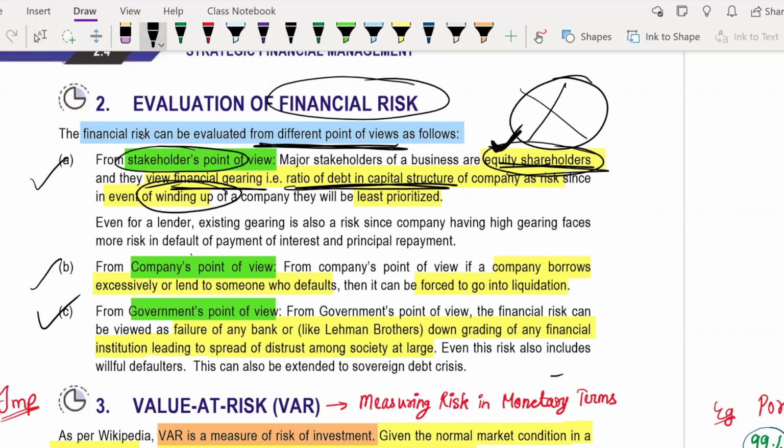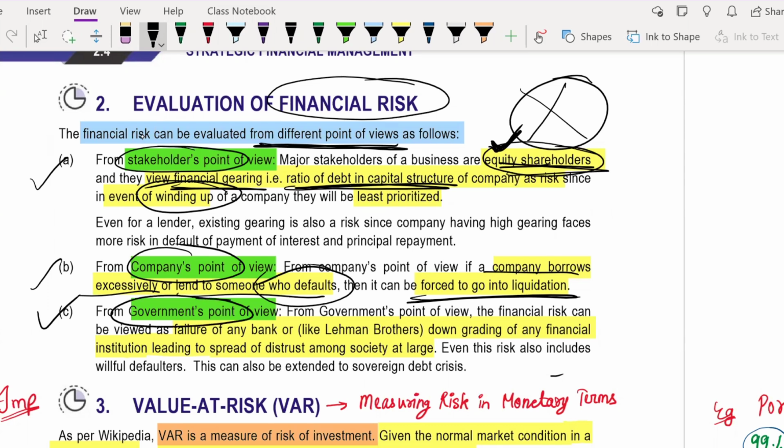The second perspective is from the company's perspective. If the company is going to borrow excessively, or lend to someone who is going to default in the future, then it might be forced into liquidation. Because if it borrows a lot of money, it has to repay a lot and pay a huge amount of interest, and it might not have sufficient money to do that. In the same way, if it keeps on lending to someone who is not going to repay, or who is going to default, then it might be left with no money. So it might be forced to go into liquidation. From a company's point of view, that is a financial risk.